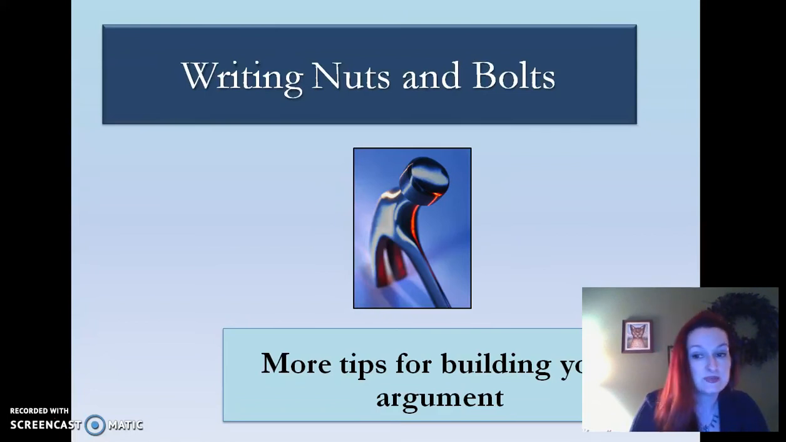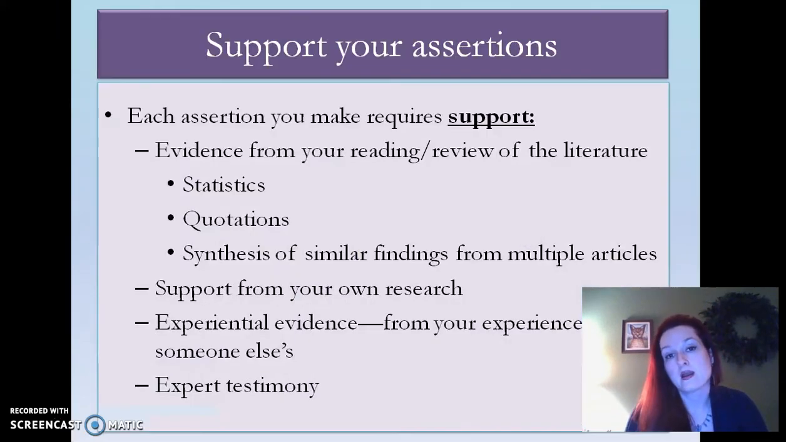Okay, so more tips for building a successful paper. Support your assertions. This is really important. And an assertion is just really any claim that you make. X is a serious problem. We need to make practice change Y. That's an assertion. Those are assertions.